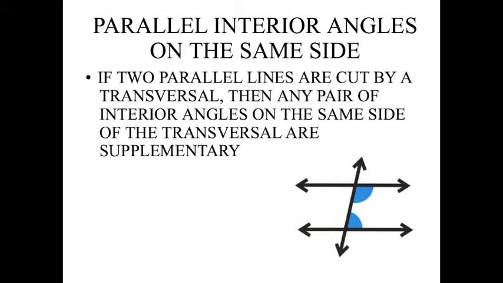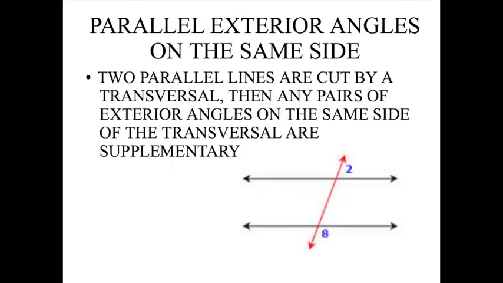The parallel interior angle theorem, in short, states that if two parallel lines are cut by a transversal, then any pair of interior angles on the same side are always supplementary. The parallel exterior angle theorem states that if two parallel lines are cut by a transversal, then any pair of exterior angles on the same side are always supplementary.